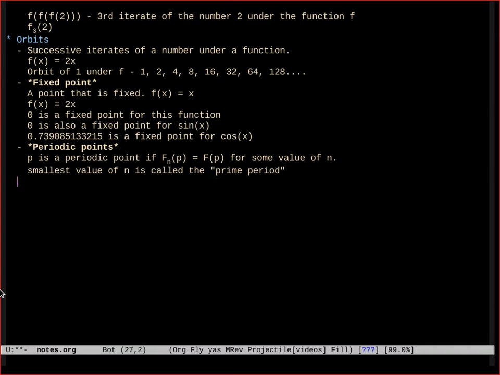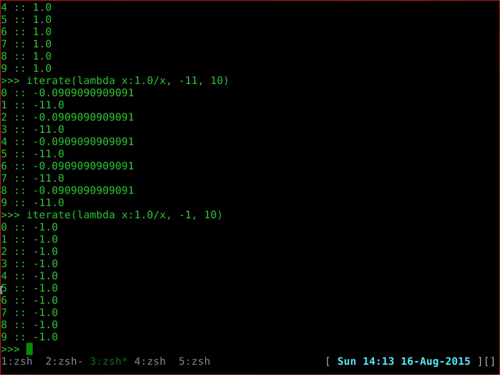Now, there are some things which are not fixed and not periodic, but they are eventually fixed or periodic. This is another kind of point. Eventually fixed and periodic points are points which are not fixed or periodic, but after a while they reach a fixed or periodic point. It's easier to explain this with an example.